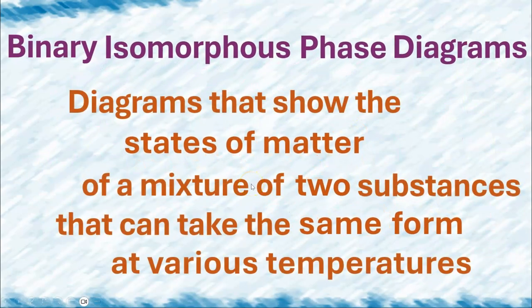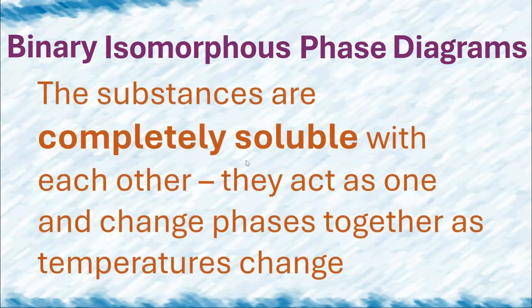So in a nutshell, binary isomorphous phase diagrams are diagrams that show the states of matter of a mixture of two substances that can take the same form at various temperatures. So they behave the same. The substances must be what we call completely soluble with each other. Imagine two metals with the same chemical properties, same sort of size atoms. They're almost interchangeable. They're not exactly the same. They have different melting points, for example, but they behave like each other. So, soluble.